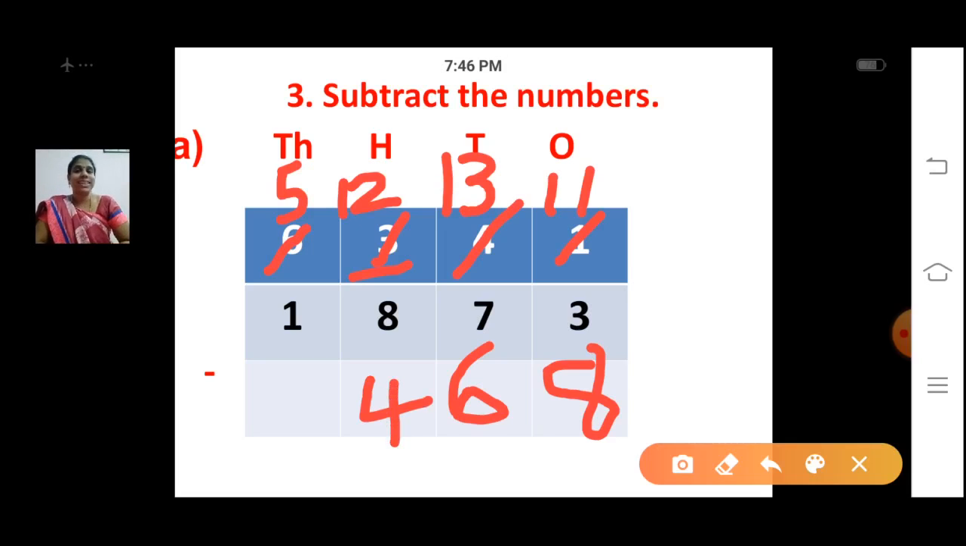Now let's subtract the thousands place. 5 minus 1. After 1, 2, 3, 4, 5. So 4. So the answer is 4,468. What is the answer?